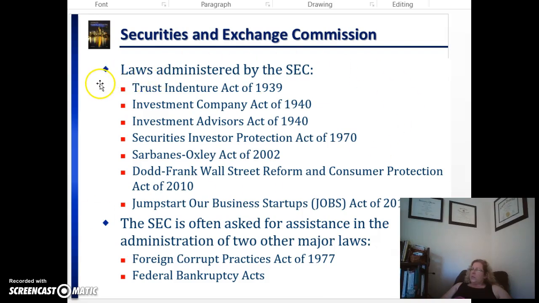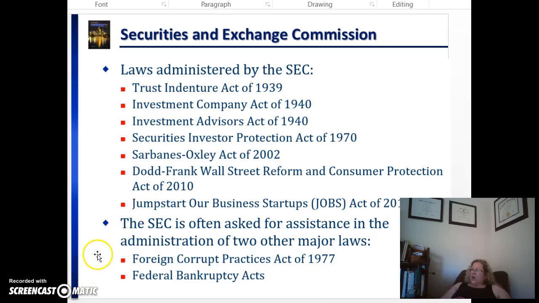Some of the laws that are administered by the SEC include the Trust Indenture Act of 1939, the Investment Company Act of 1940, Investment Advisors Act of 1940, the Securities Investors Protection Act of 1970, Sarbanes-Oxley Act of 2002, Dodd-Frank Wall Street Reform and Consumer Protection Act of 2010, and then Jumpstart Our Business Startups or JOBS Act of 2012.